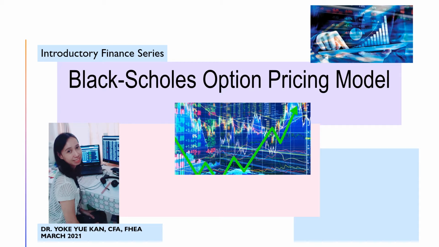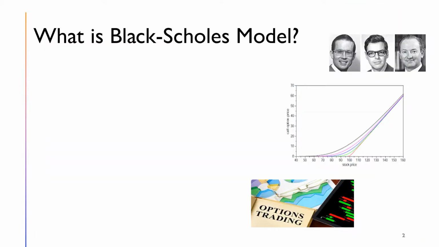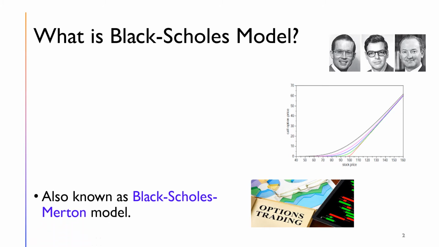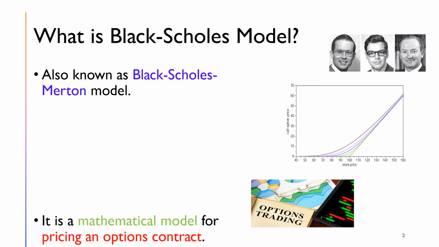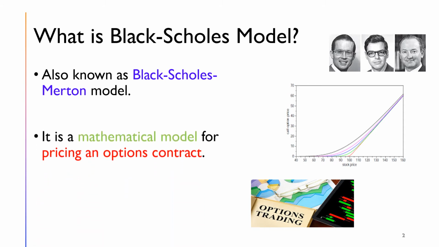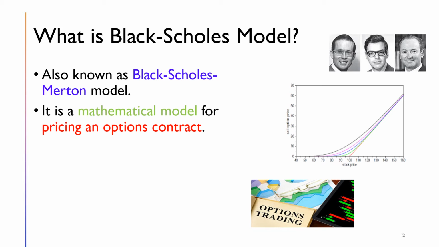Today, the final topic is about the Black-Scholes option pricing model. How to determine the price of an option? Let's learn together. The Black-Scholes model is a mathematical model for pricing an option contract. The model is widely used in the option market.